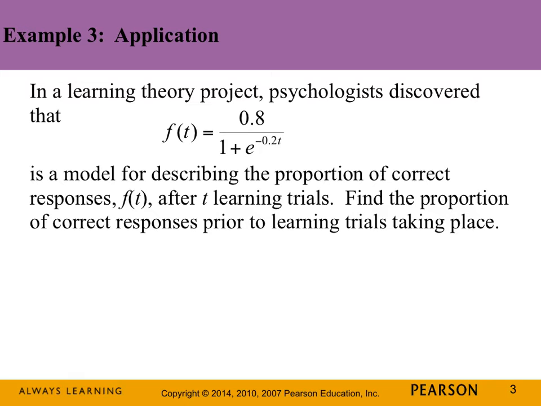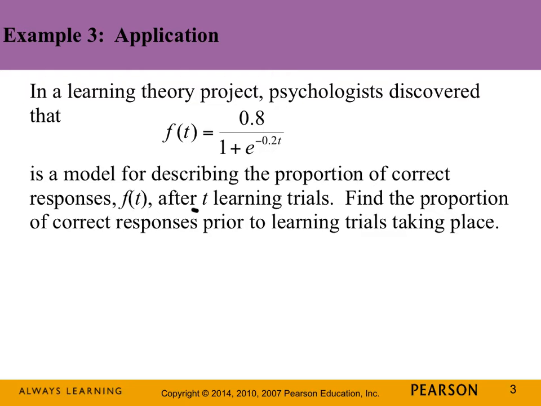Example 3 states, in a learning theory project, psychologists discovered that f of t equals 0.8 divided by the quantity 1 plus e raised to the negative 0.2 t power. It's a model for describing the proportion of correct responses f of t after t learning trials. Find the proportion of correct responses prior to learning trials taking place.